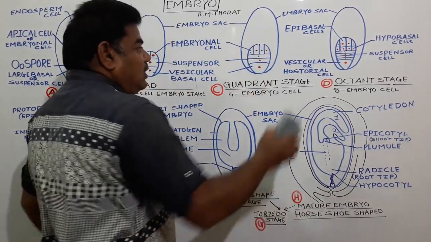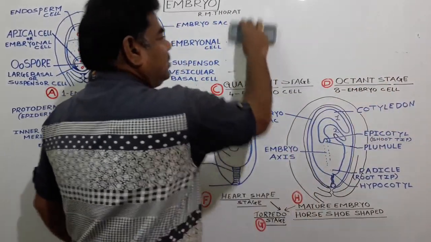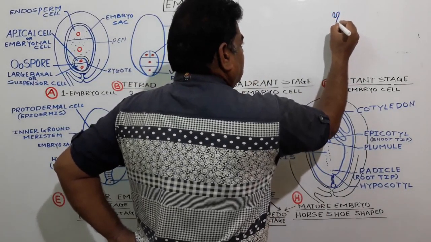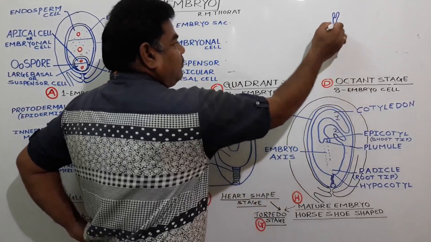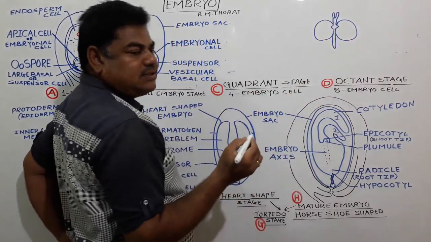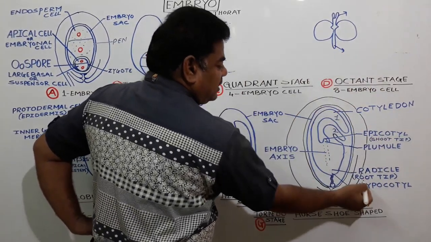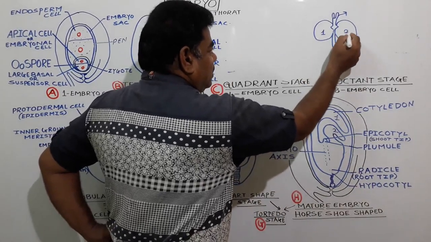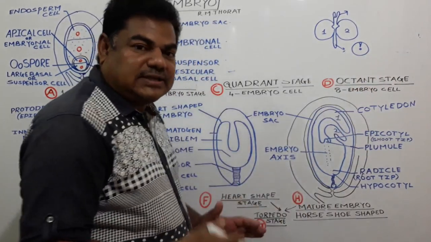If you see the dicot embryo, see here what happened. In case of a dicot, this one is the plumule. This one is the embryo axis like this. And from here one cotyledon gets developed, and from here another cotyledon gets developed. So this one is the plumule, this one is the radicle, which we call the root tip, and these are the two cotyledons in case of a dicot seed, a dicot embryo, in case of Pisum sativum.